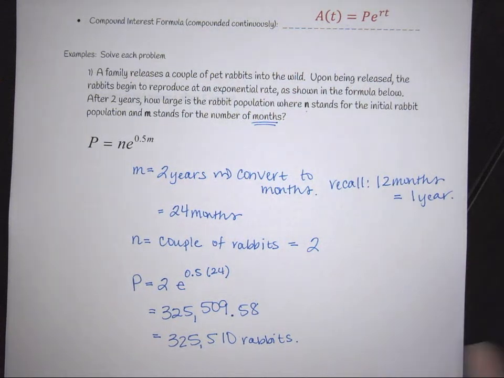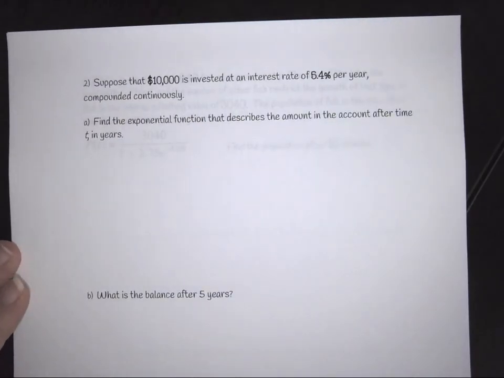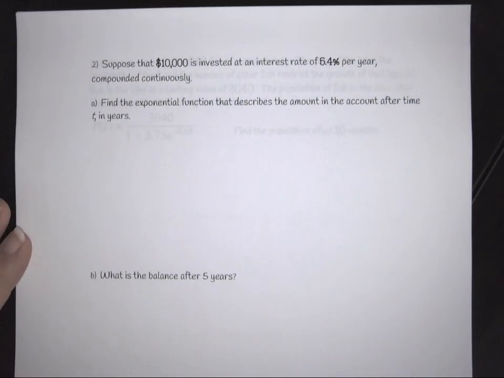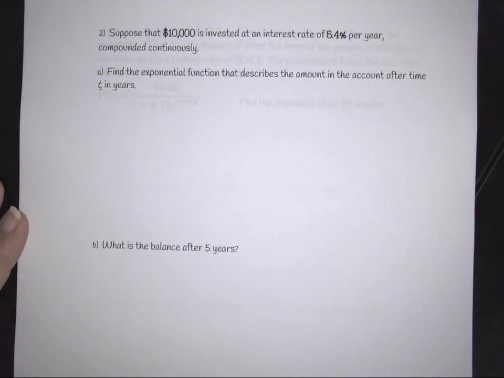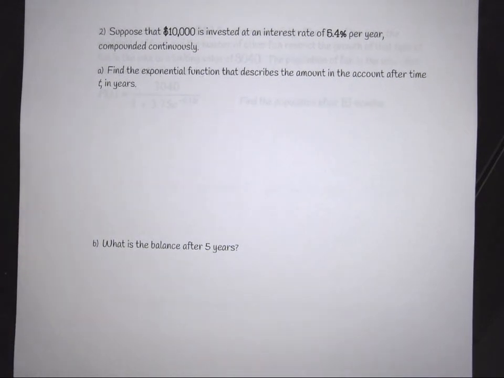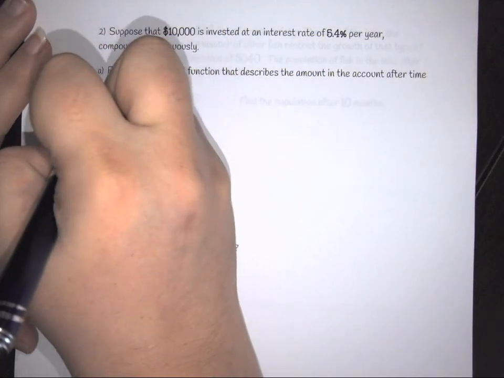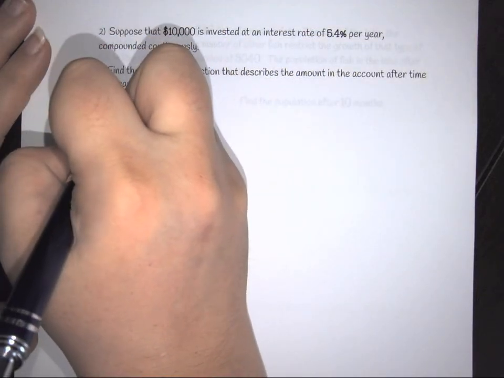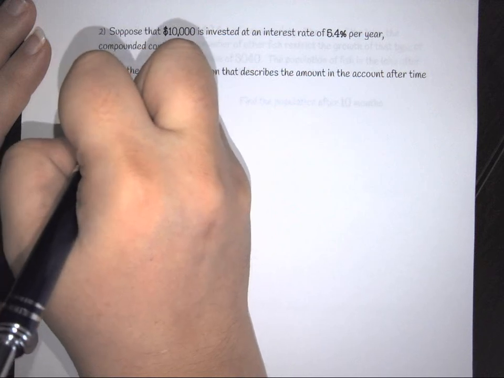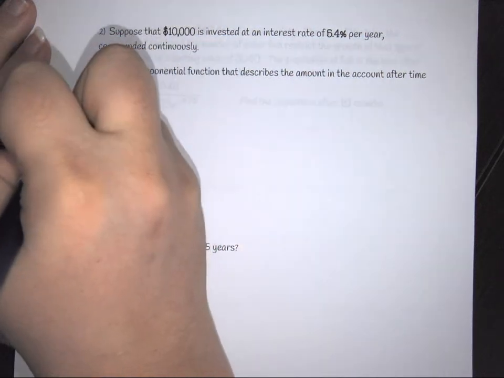So let's look at another one. So here, suppose that $10,000 is invested at an interest rate of 5.4% per year, compounded continuously. Well, compounded continuously is that PERT formula. So the first thing that we need to know is that we are using P e to the RT to find my A value.